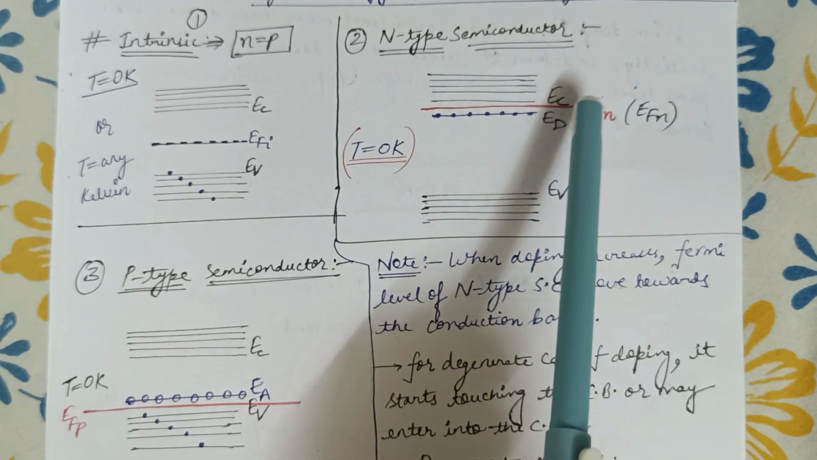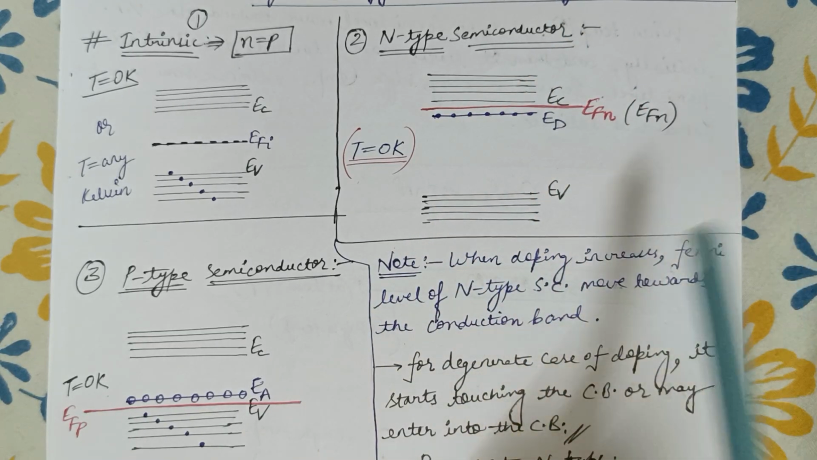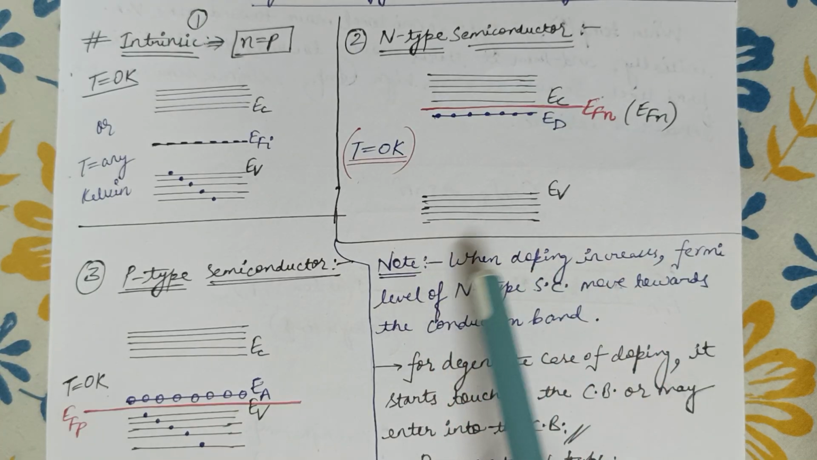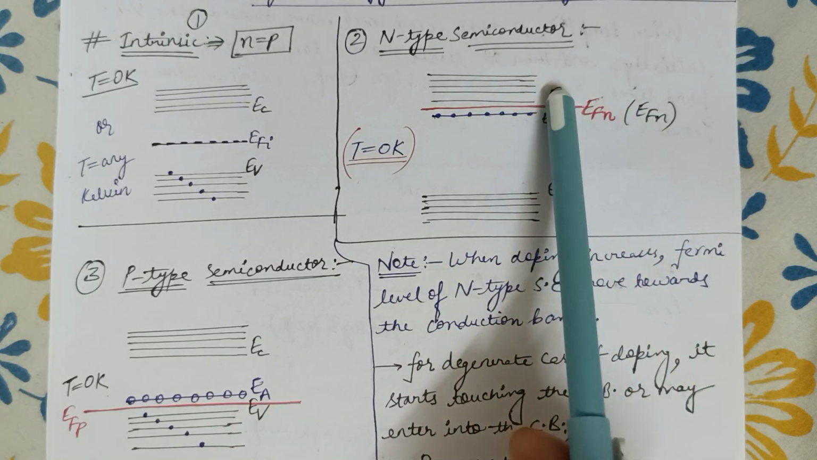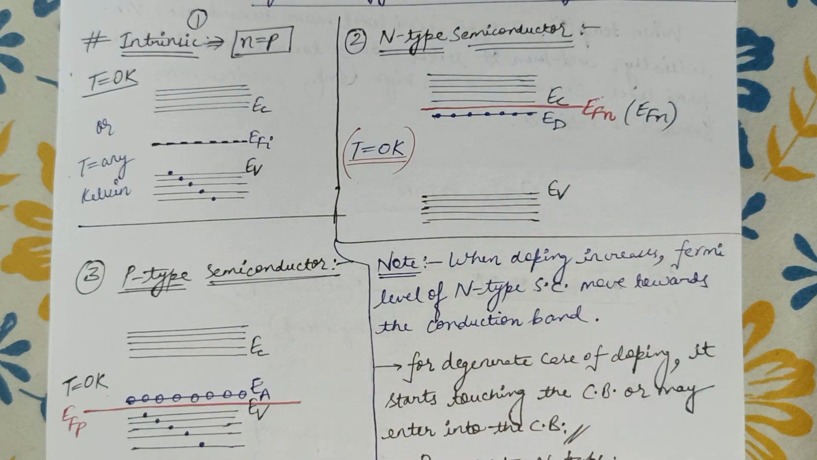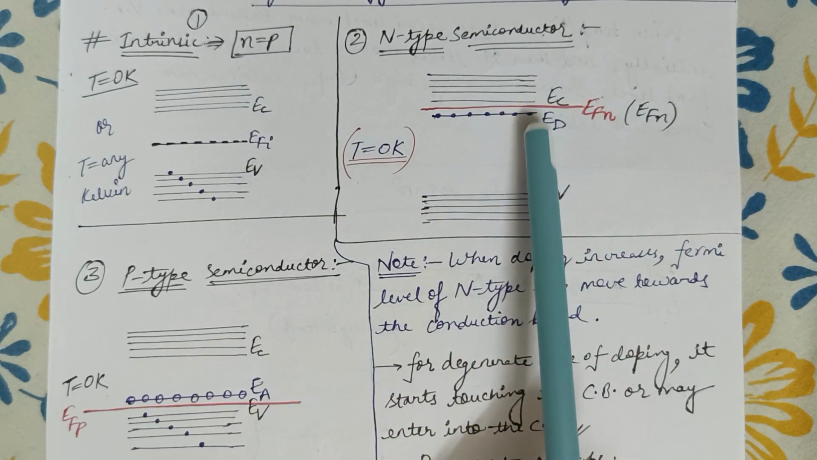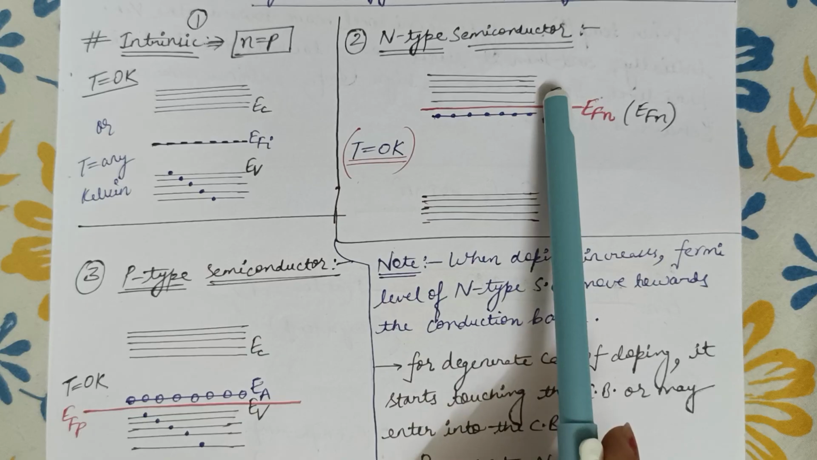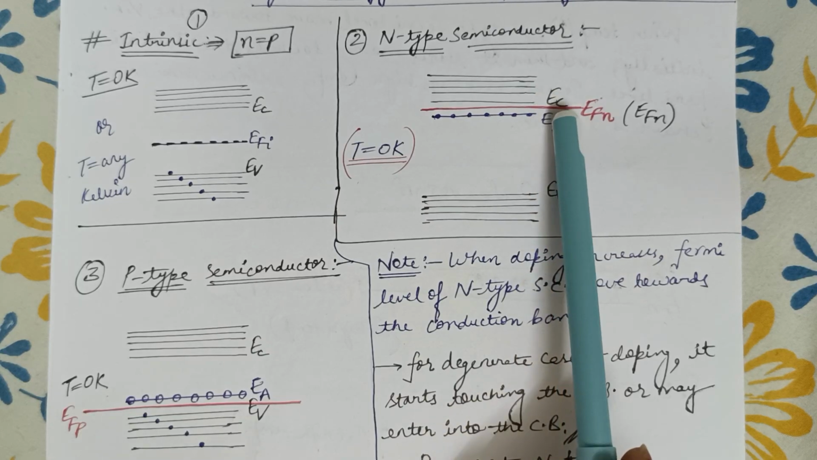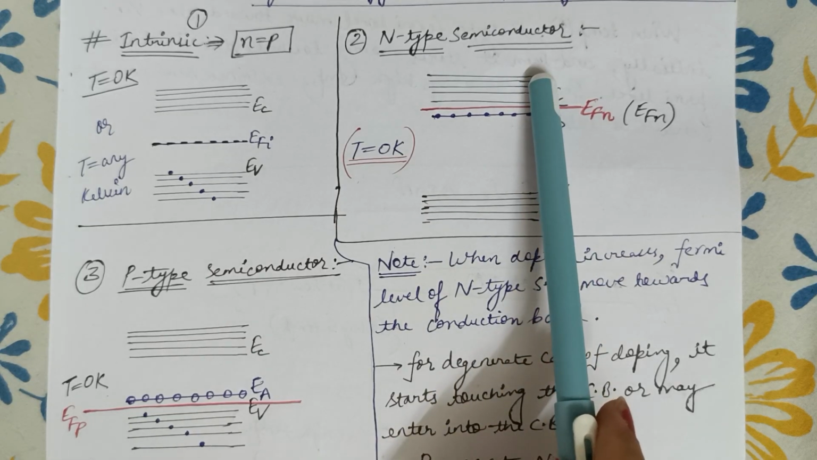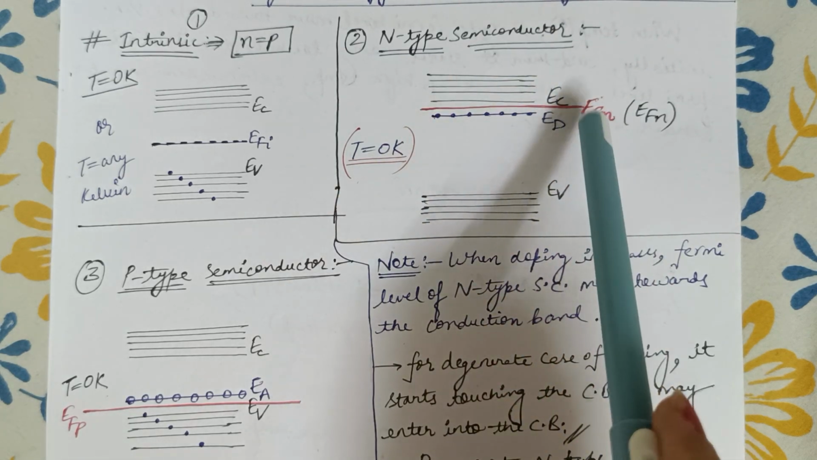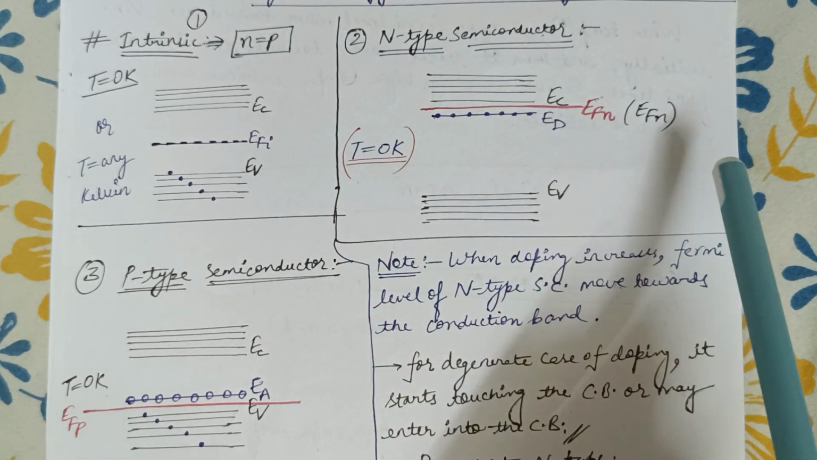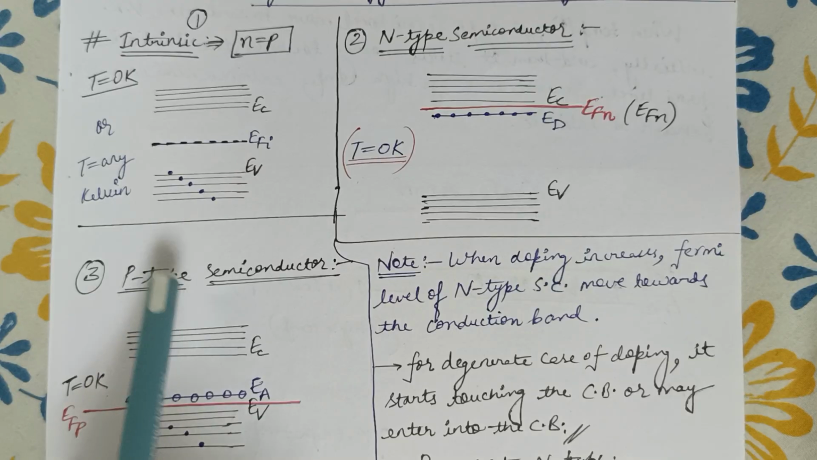But what happens to the Fermi level if you increase the doping here? When it increases, E_Fn will first start touching the conduction band, and then it can also enter the conduction band. That is the degenerate case of doping. Similar things will happen here.